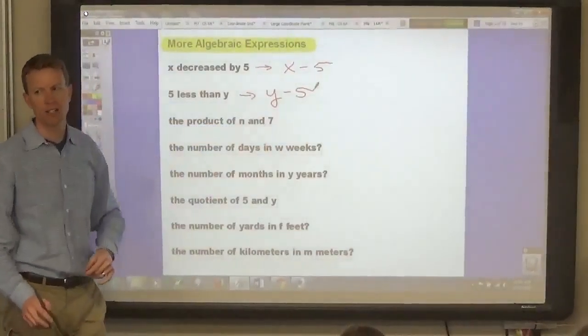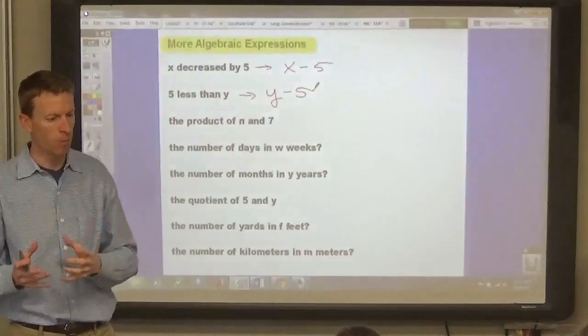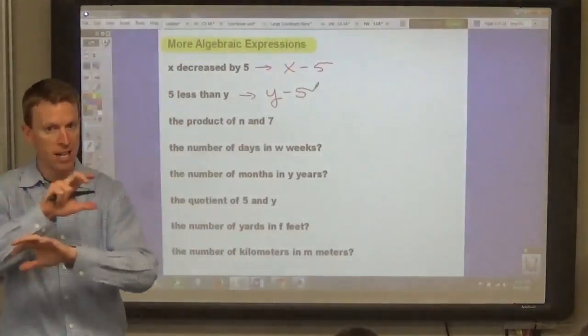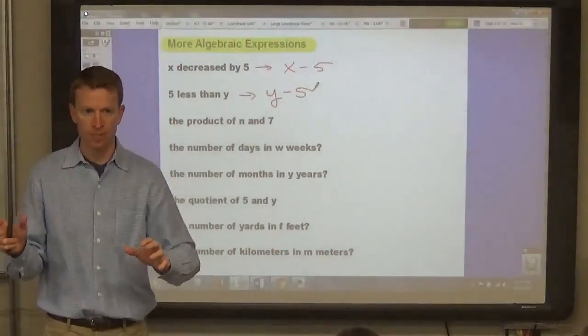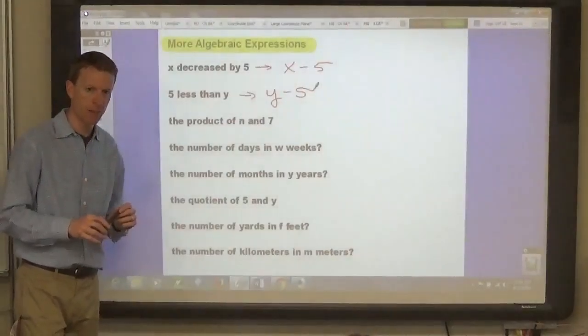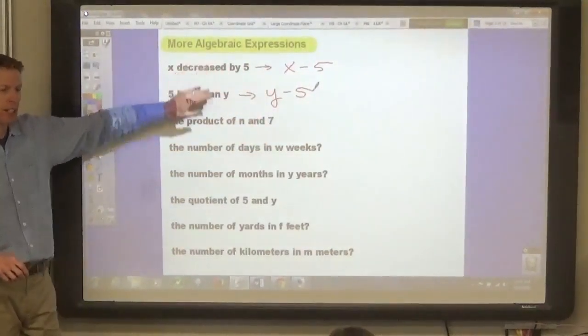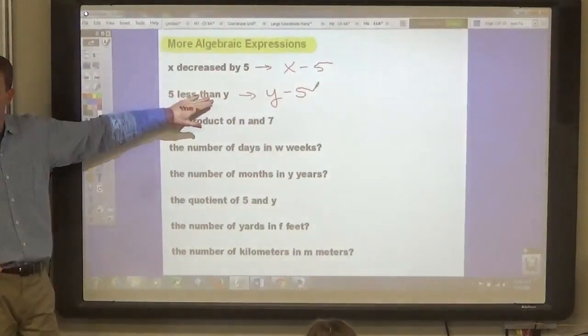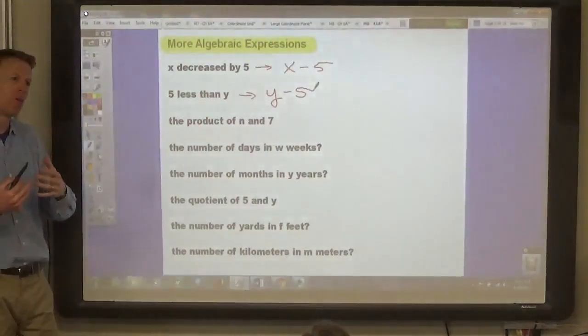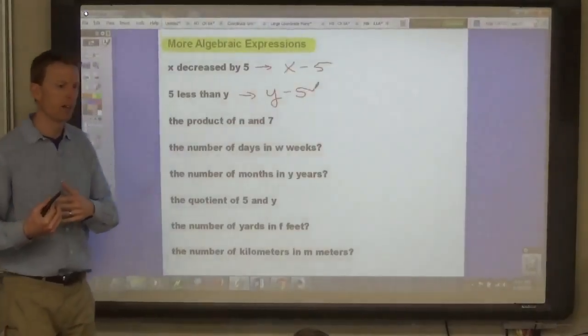Whenever you're writing subtraction, the order is really important because subtraction is not commutative. You can't reverse them and get the same answer. So, whenever you're writing a subtraction expression, you have to figure out what amount am I starting with, and then what am I taking away.